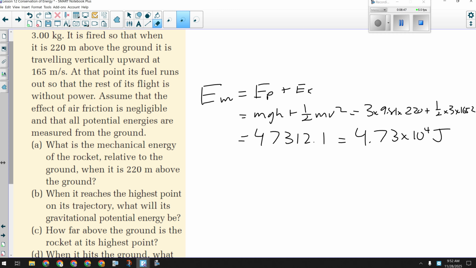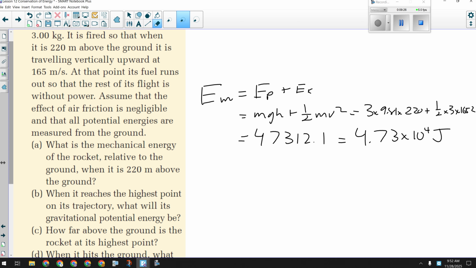So, for part B, how much work do you have to do for that one? When it's at its highest point, it only has what kind of energy? Potential, right? When you throw something up in the air, when it's at its highest point, how fast is it going? 0. So did you already figure out the answer for part B? Because when it's at its highest point, all of its mechanical energy will be potential. So it'll have 4.73 times 10 to the 4 joules of potential energy at that point.